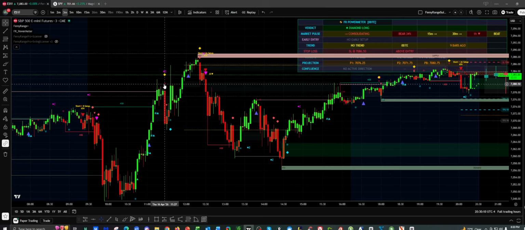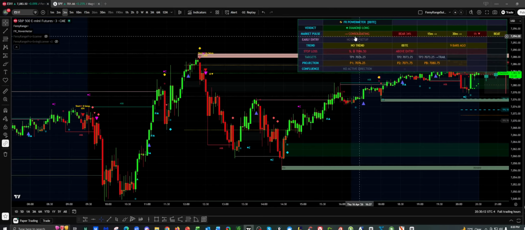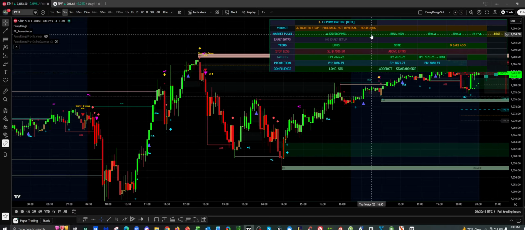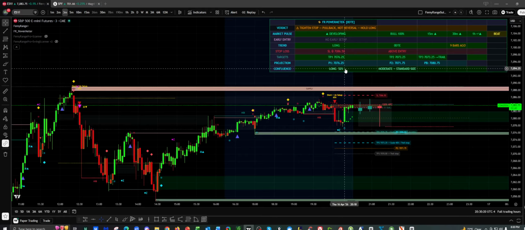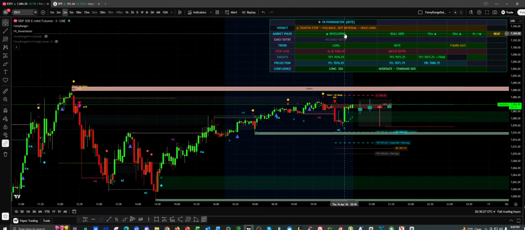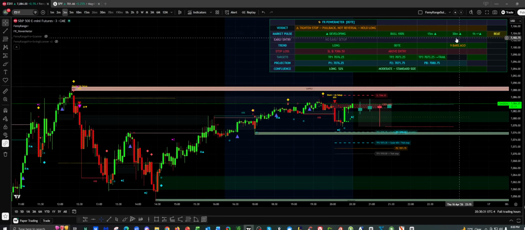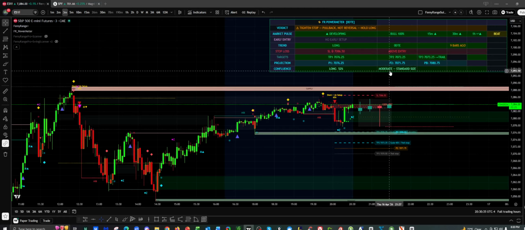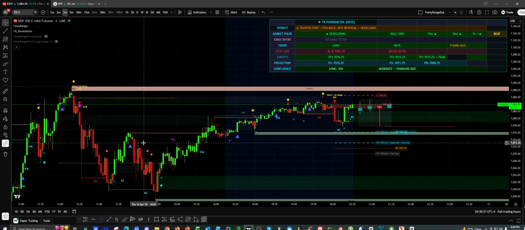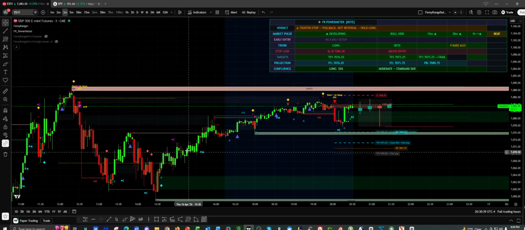And the power meter would have shown you, right now it's telling you what the price is doing. It says consolidating. And now it's shifted long, moderate, standard size, right? So it's noticing some change. Price is developing, bull 100%. Now all time frames are looking bullish, but not that strong, right? So that's something you cannot ignore.